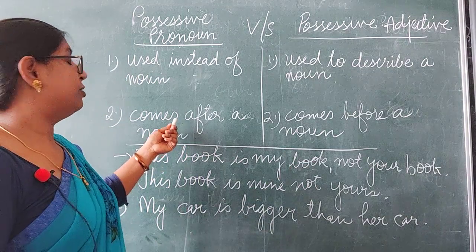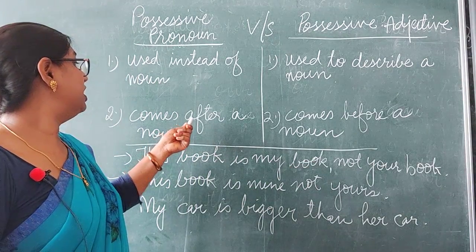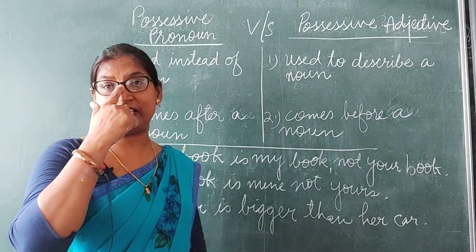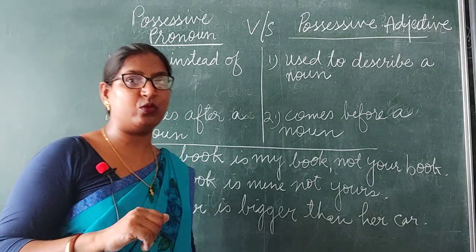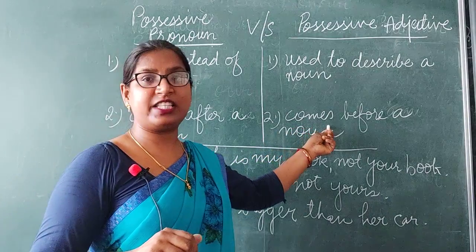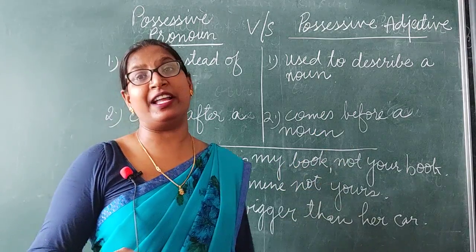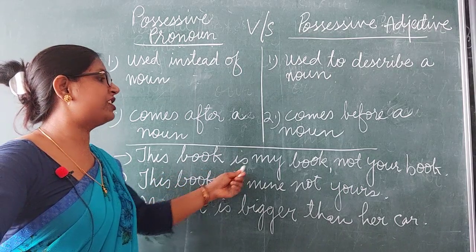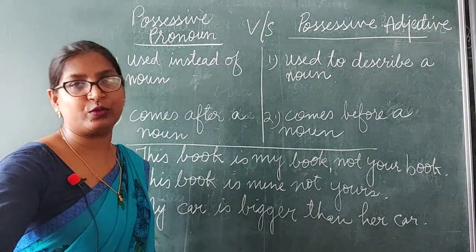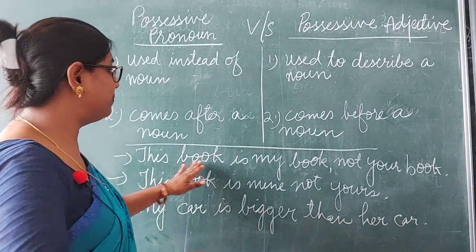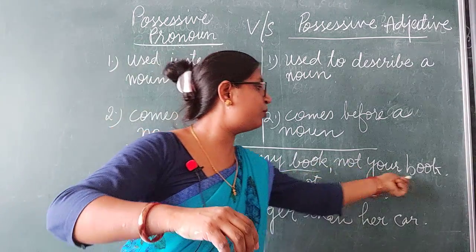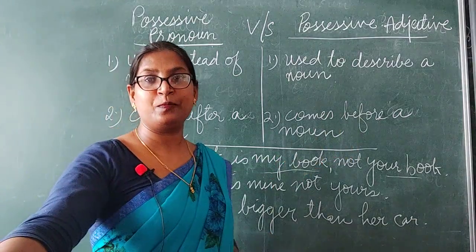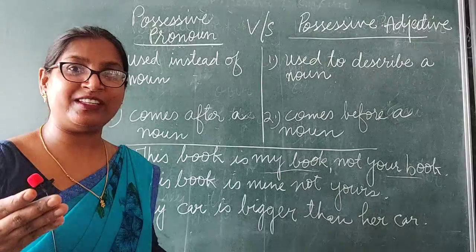Another one is that a possessive pronoun comes after a noun. In a sentence, usually we see the possessive pronoun after the noun, but a possessive adjective comes before a noun in a sentence. Let's see the examples. This book is my book, not your book. Here you can see this book is my book, your book. Here we can see the same nouns are repeated a number of times. Book, book, book. Clear?